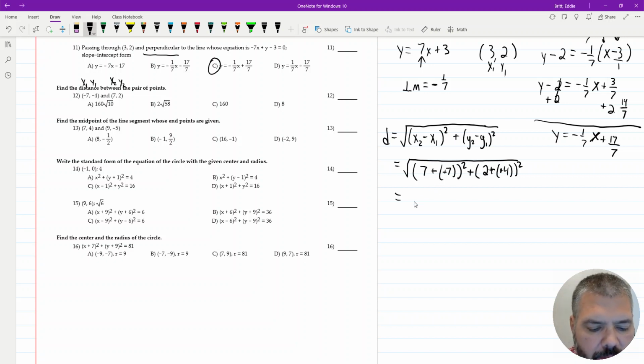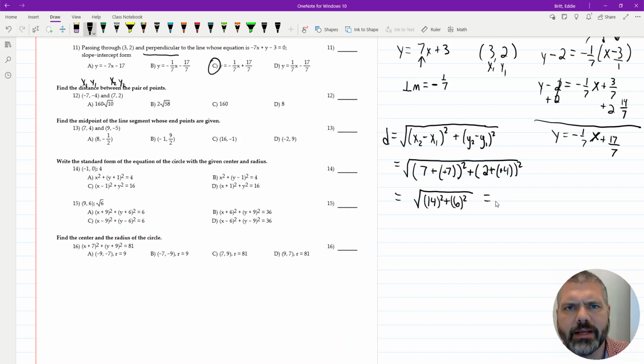All right, so that's going to be the square root of 7 plus 7 squared. So 7 plus 7 is 14, so 14 squared, plus 2 plus 4 is 6, so that's going to be 6 squared. So I would work out what's under your denominator, and you can use a calculator.